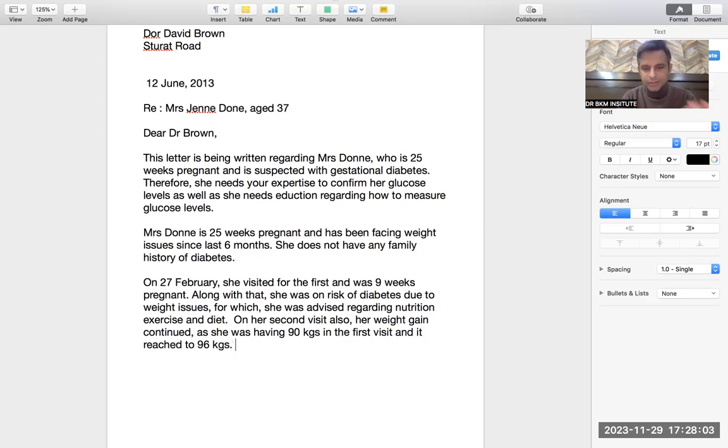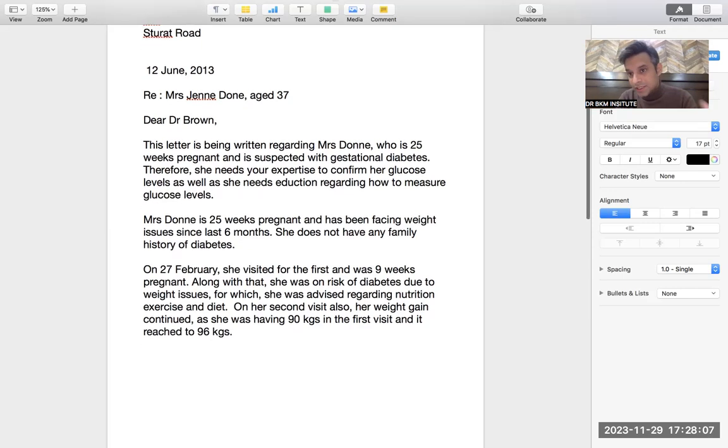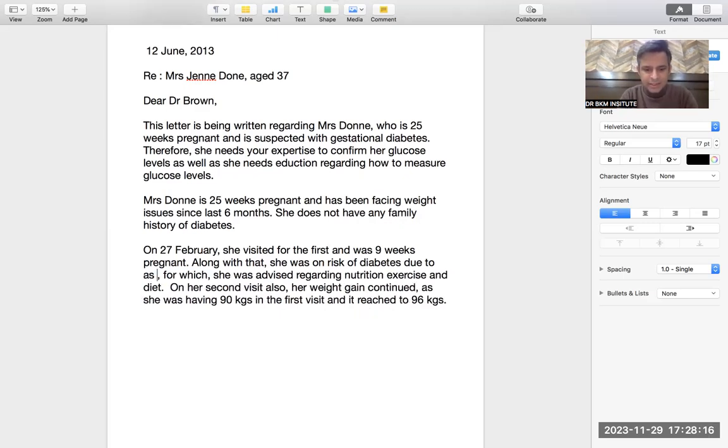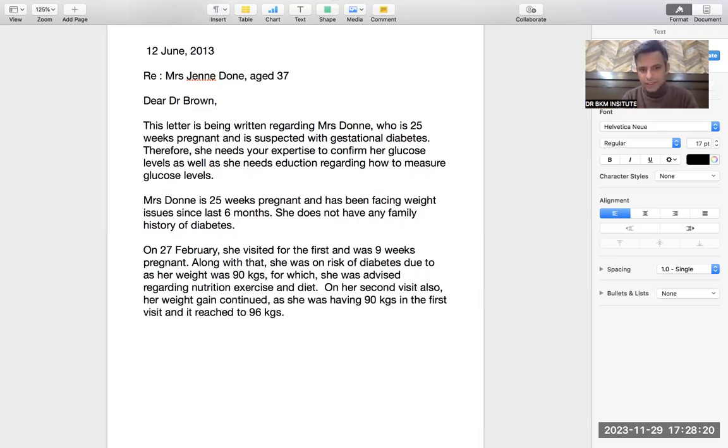That's it, main point. You can mix up the data to decrease the word count, and to make it more pleasant. If by chance you write it here, there is nothing wrong. She was on the risk of diabetes as her weight was 90 kgs. You can put it this way as well, for which she was advised. So her weight gain continued and it reached to 96 kgs. Simple, means we are recording everything.